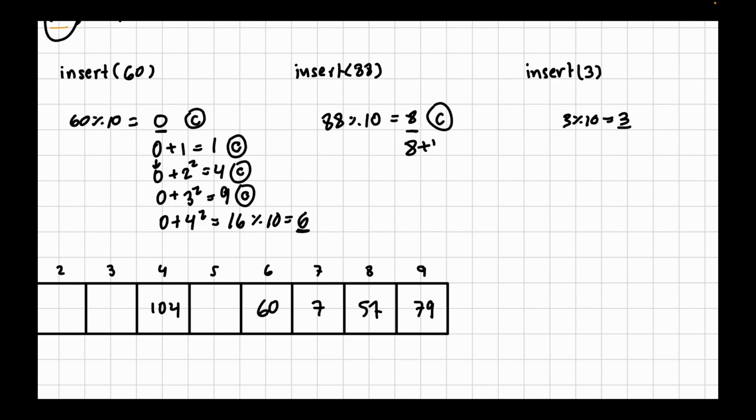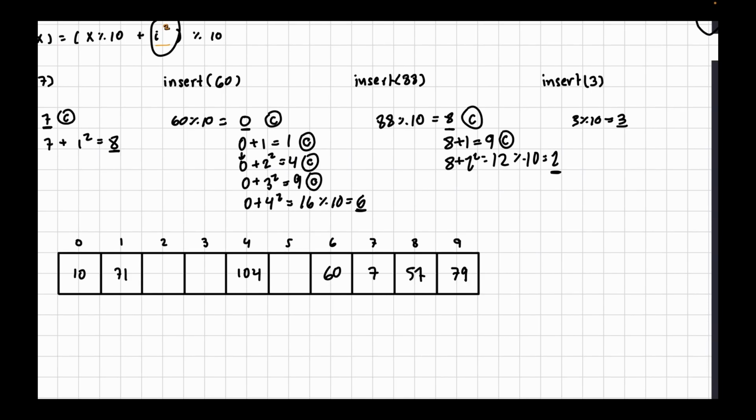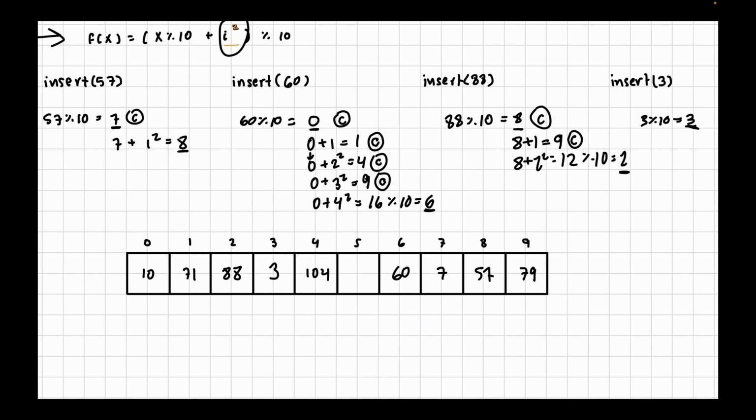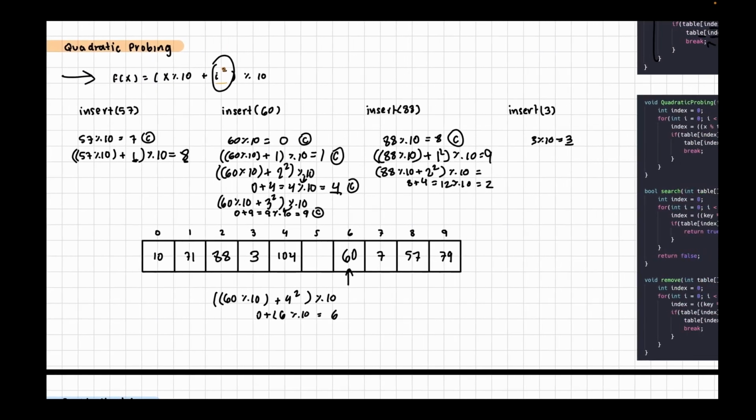So 8 plus 1, 9. That's taken. 8 plus 2 squared, that's 4, 8, 12. That's 12 mod 10. That's 2. It's not taken. So 88 goes here, and then, yeah, 3. So that's a little faster. So that's how you do quadratic probing.